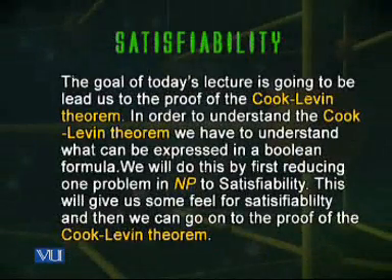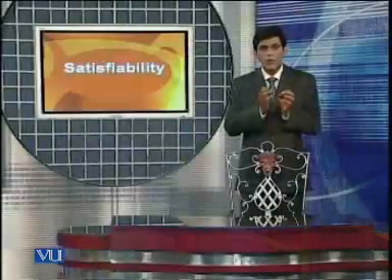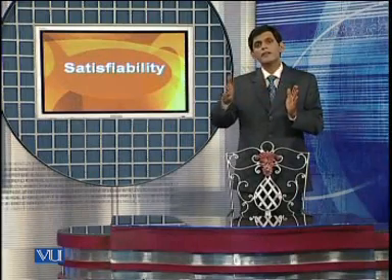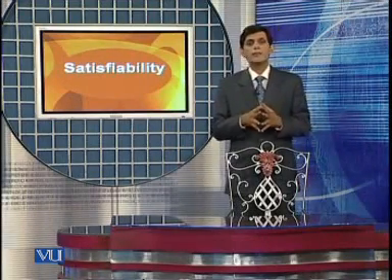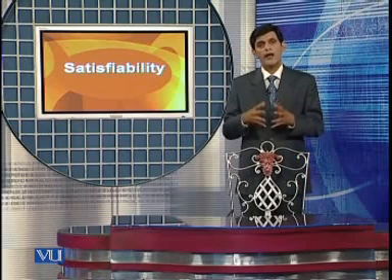The goal of today's lecture is going to lead us to the proof of Cook-Levin theorem. In order to understand the Cook-Levin theorem and the proof of it, we have to understand what can be expressed in a Boolean formula. We will try to do this by first reducing one problem in NP to satisfiability. This will give us some feeling for satisfiability, and then we can go on to the proof of Cook-Levin theorem. So now what we will do is we'll take one little problem in NP and reduce it to satisfiability. And that little problem in NP will come from graph theory.